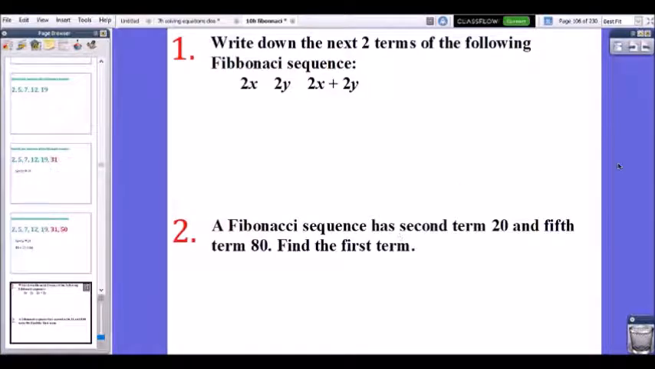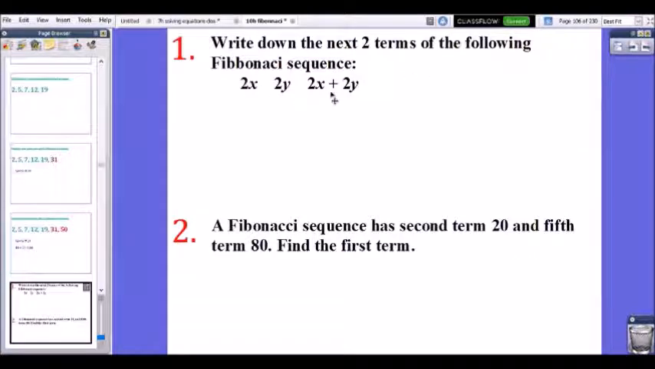Okay, let's try some harder ones. If you just want to try it yourself, just pause the video and crack on with it, that's fine. Equally, if you just want to listen to me explain it and talk you through it, please just leave the video running. So for question 1, let's write down the next two terms of this sequence.